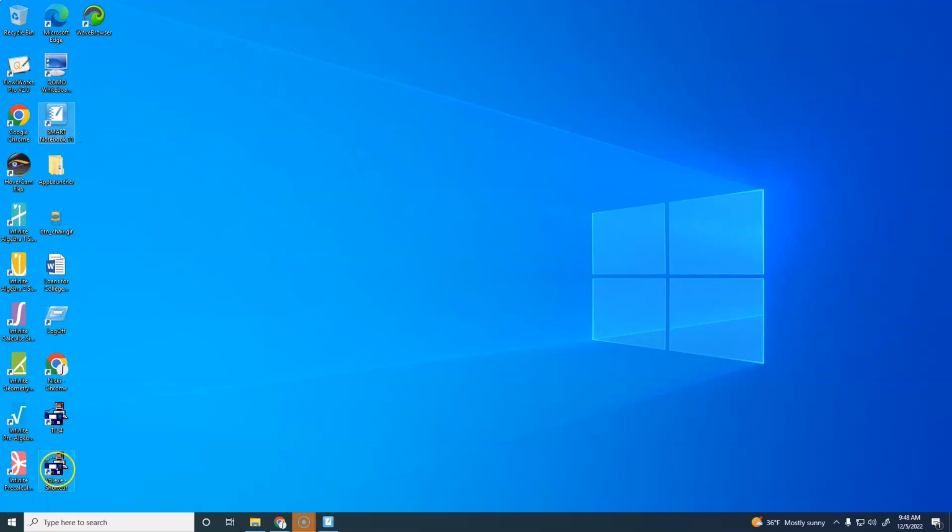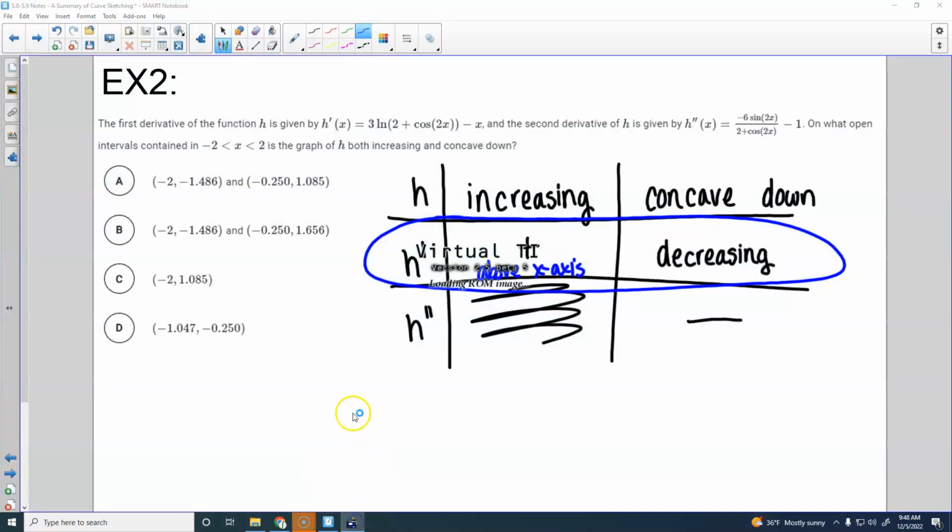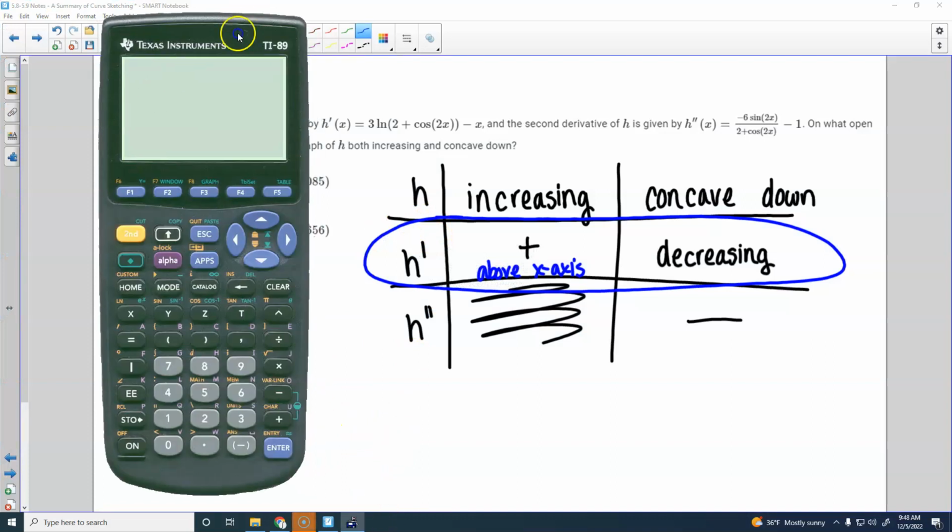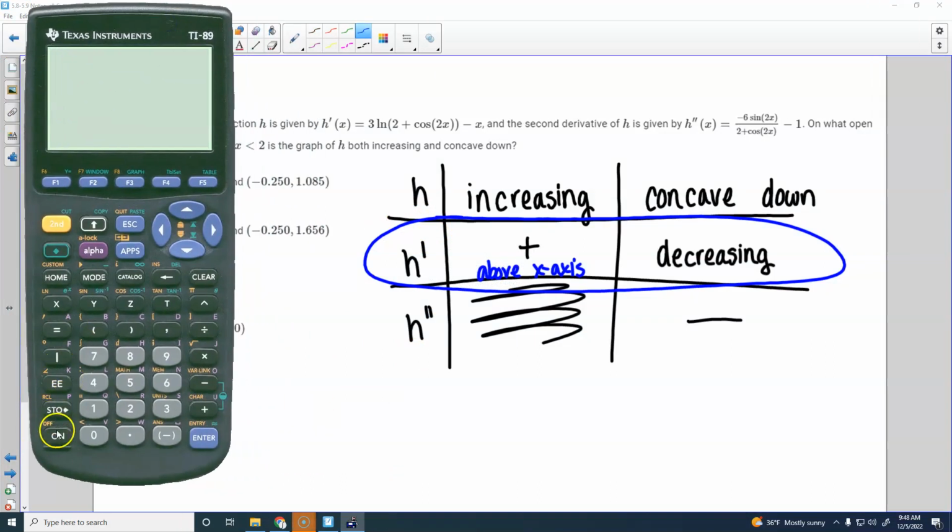So let me pull up the calculator here. And as nice as it would be to do this on Desmos, I'm going to do it on the 89 because we can't use Desmos on the exam. Alright, so 3 natural log of 2 plus cosine 2x minus x.